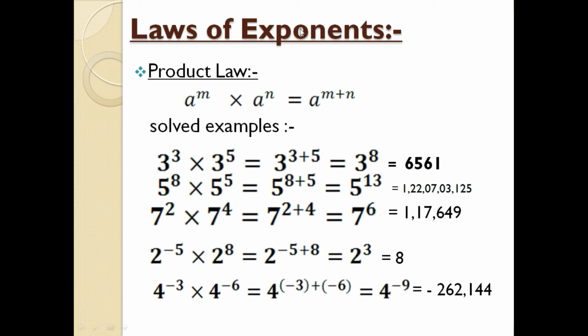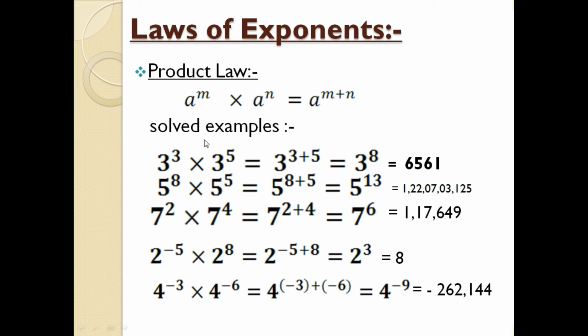So here there are some laws of exponents. The first is the product law. This is a very simple law. What exactly is here? a raised to m into a raised to n. That means their bases are the same, only their powers are different. Understood? So in that case, if their bases are the same and they are multiplied with each other and their powers are different, then you just take this a as common and you add the powers, m plus n.